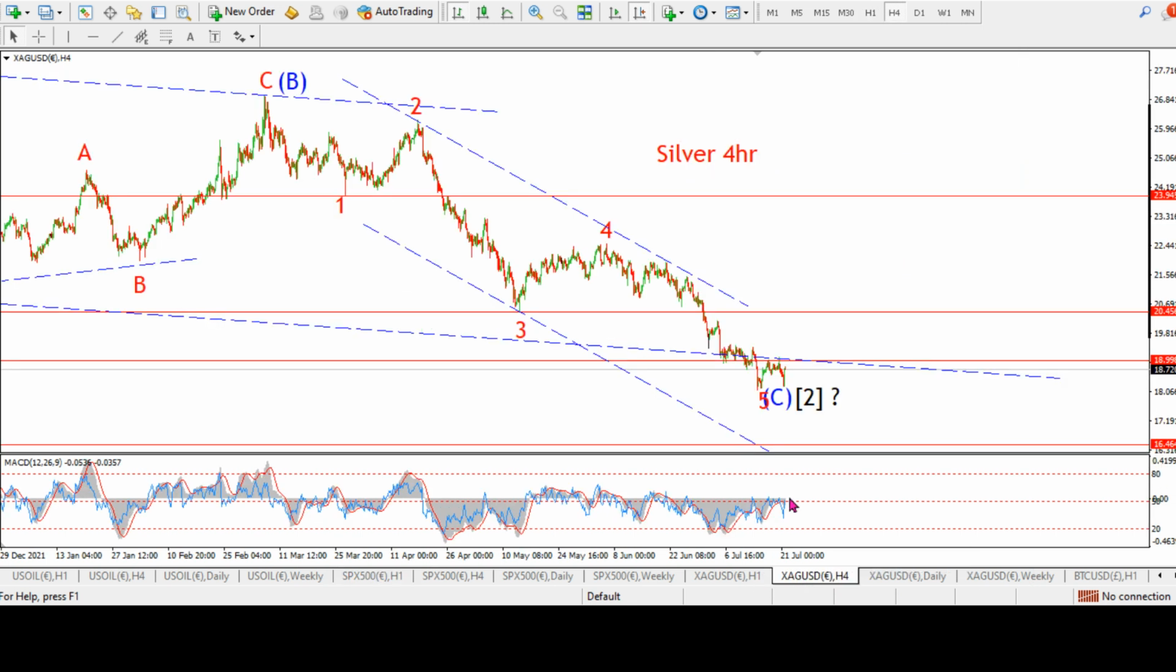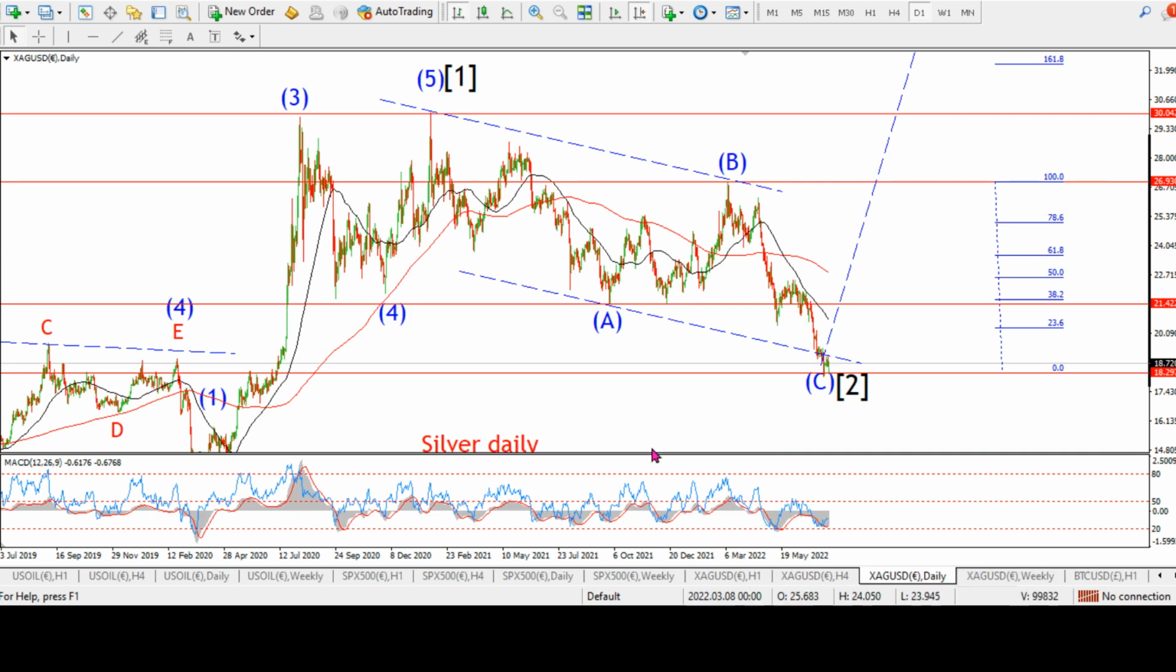Okay, let's move on. This is the silver count. We're pretty close to a low, like I was saying in gold. We're pretty close to a low here in silver. We're not quite there yet. I don't think we will. I think gold will probably bottom before silver, but I do think the opportunity in silver is probably larger, to be quite honest. We have a daily count here.